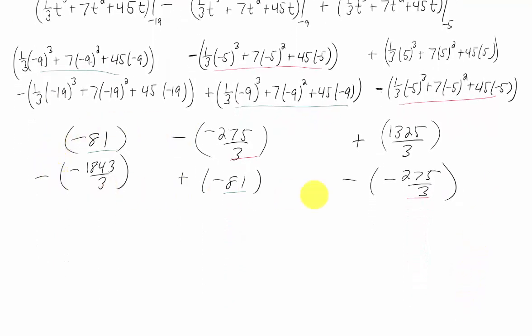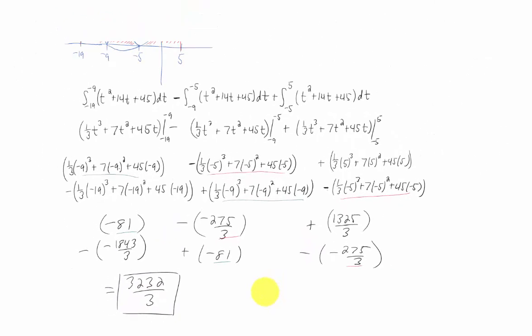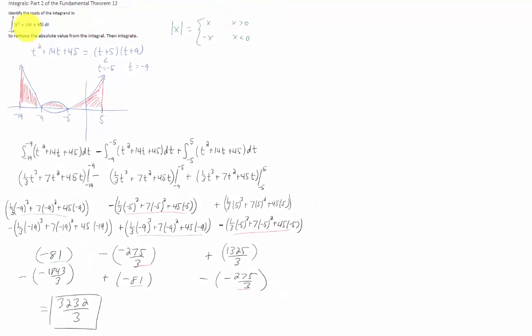If you then combine each of these terms, keeping all the signs correct, I'm getting 32 over 3 as my final area of this drawn function over here. And therefore the final value of this integral of this absolute value. Okay, I think we can all agree that that was a little bit tedious.